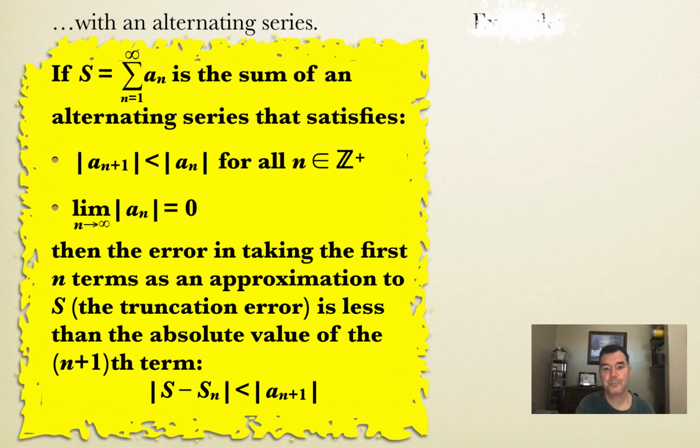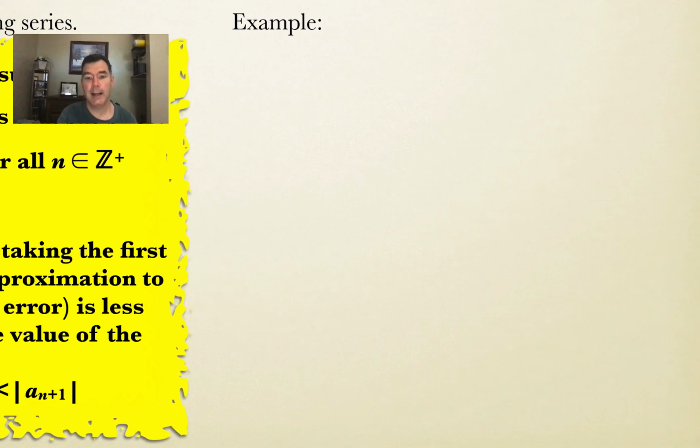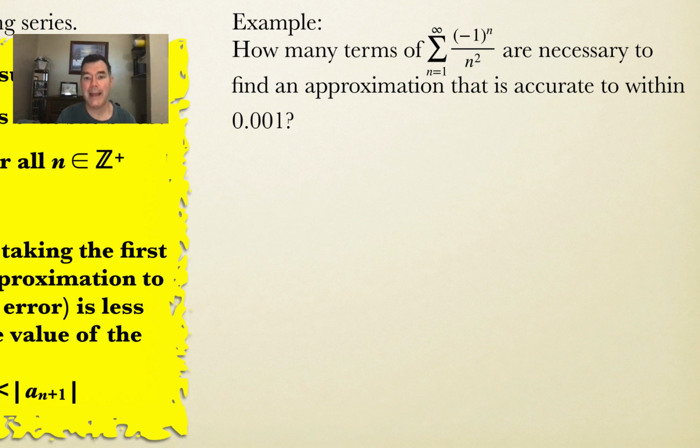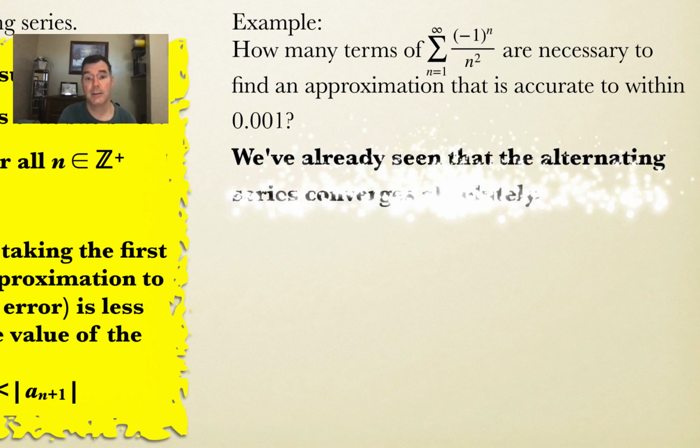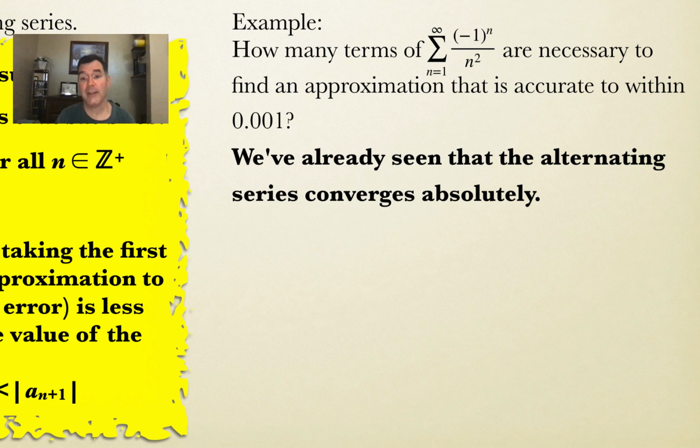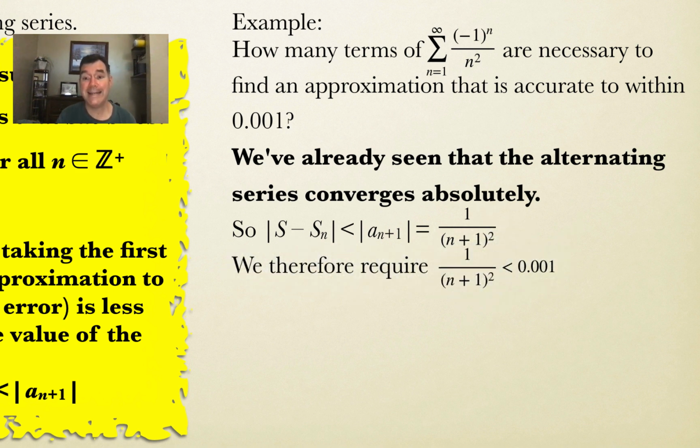Okay? All right, so for example, let's say I want to know how many terms of that series are necessary to find an approximation that is accurate to within 1/1000th. All right, so we've talked about that this series converges absolutely, which means it converges. So the error term is just going to be the next term. And so that's going to be 1 over n plus 1 squared. All right, I need that error term to be less than 0.001 or 1 over 1,000.